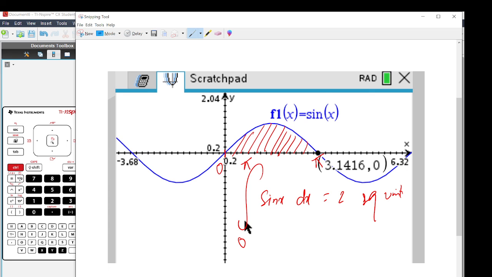This -2 only denotes that the area that we have got is basically this part which is below the x-axis. That's why you get negative.